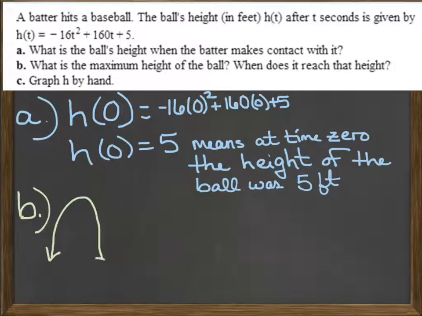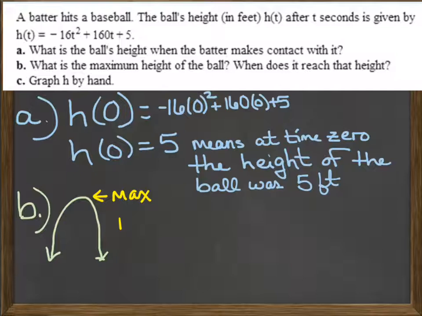Part B. It says, what is the maximum height of the ball and when does it reach that height? When we look at our parabola, we'll notice that it's concave down, so therefore the maximum height is occurring at the vertex. So we want to try to find the vertex. We have a formula that will help us do this.